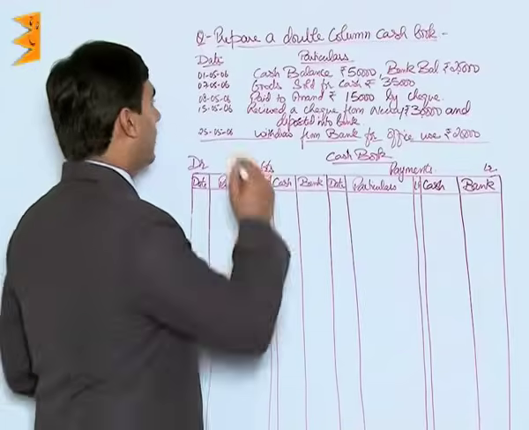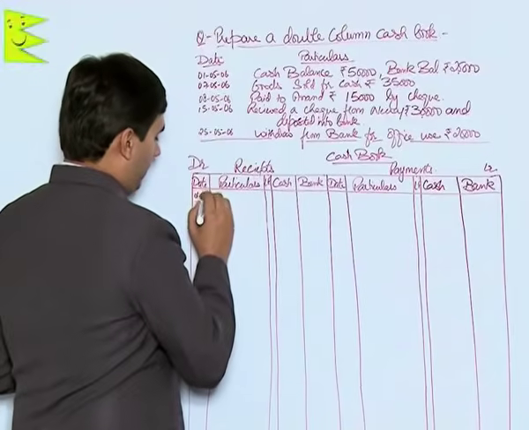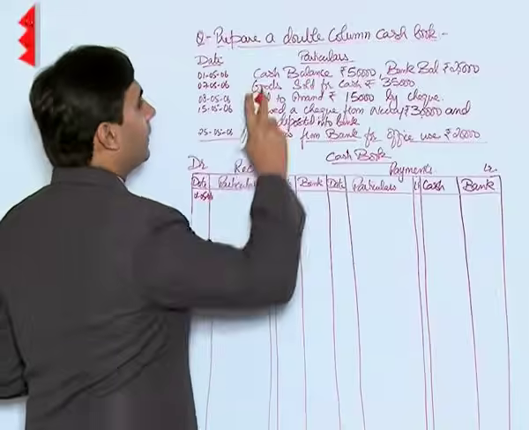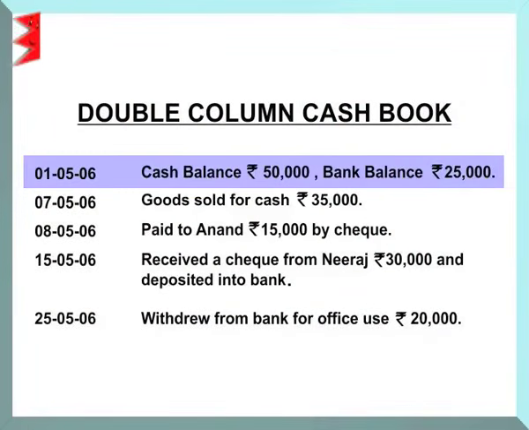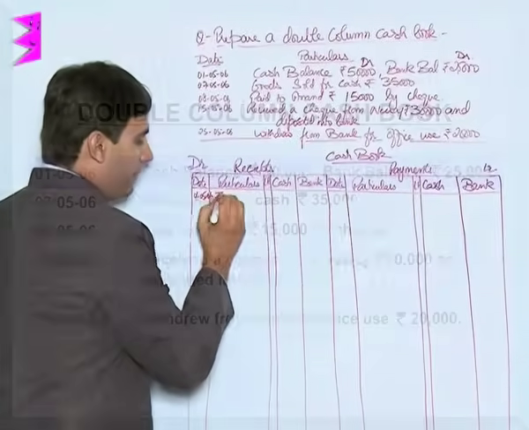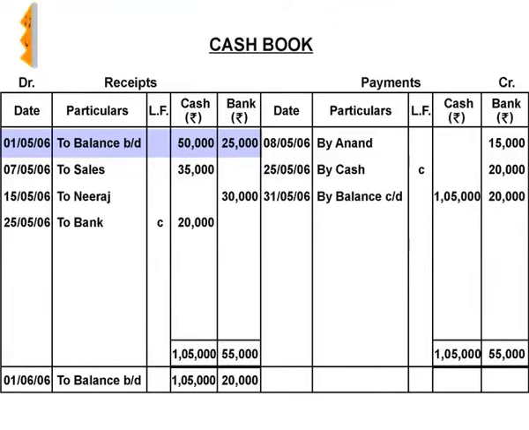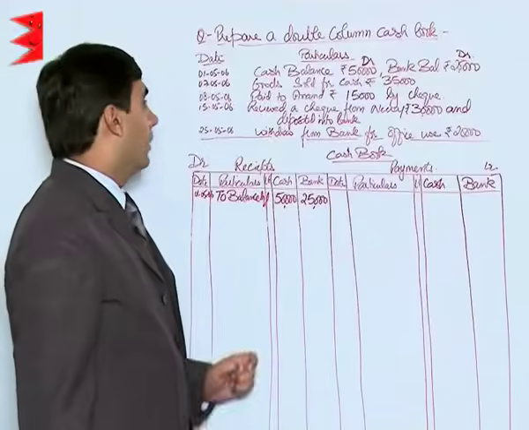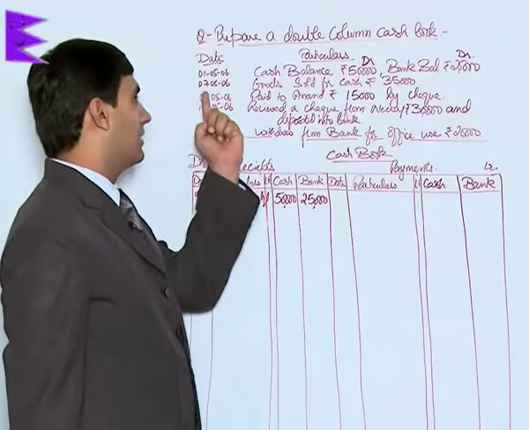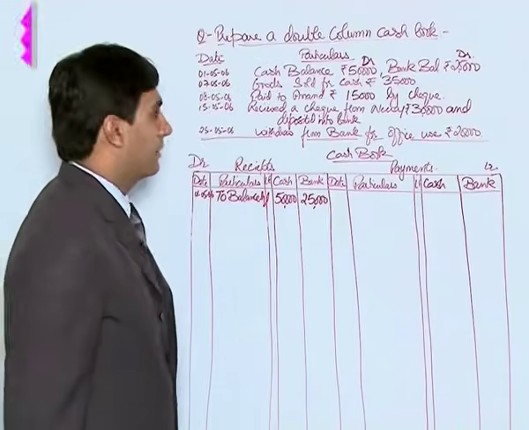Now students, on 1st May 2006, cash balance. Cash is an asset, so it would be a debit balance. And in case of bank, if nothing is mentioned, it is assumed to be a debit balance. Now, on the debit side, it would be written as to balance brought down. In the cash column, 50,000 rupees, and in the bank column, 25,000 rupees.